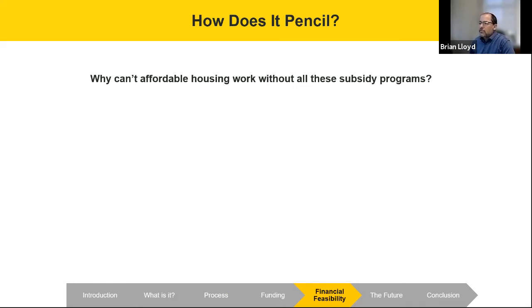Okay, so how does this pencil? Or in other words, why can't this work without all these subsidies? Why can't we just develop affordable housing in the private market with private capital? Well, let me see if I can explain some of that.